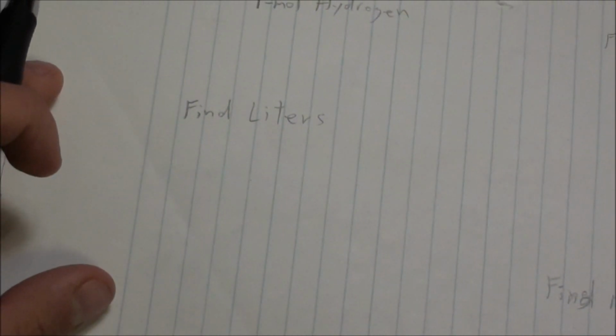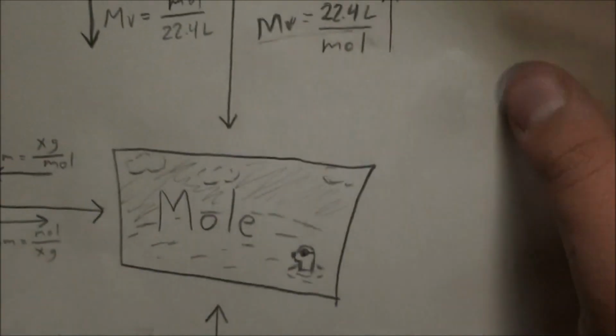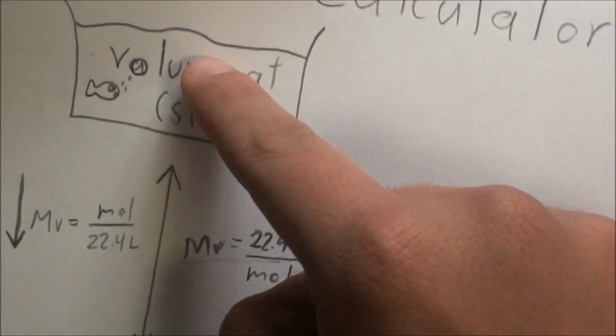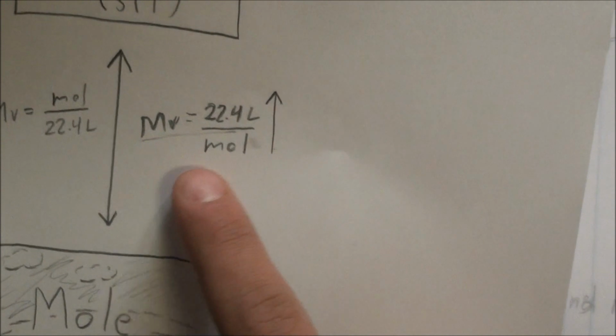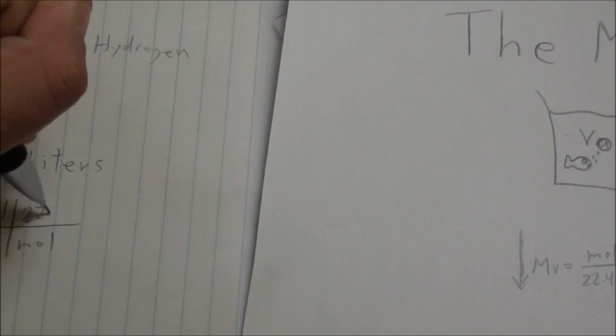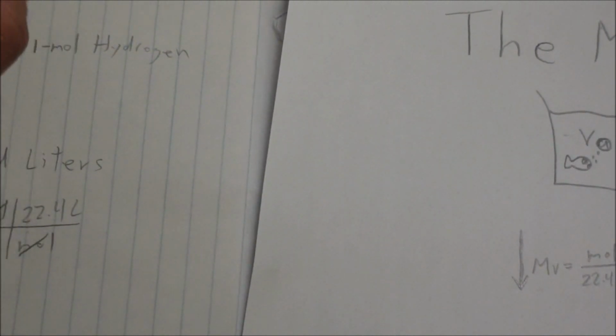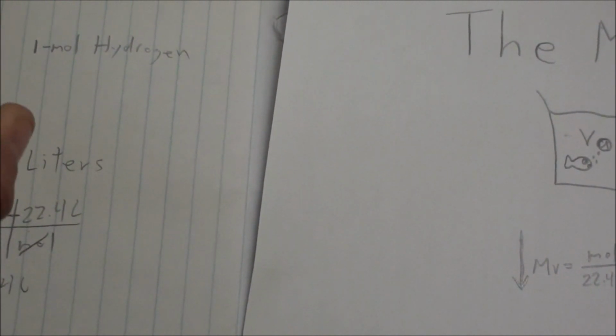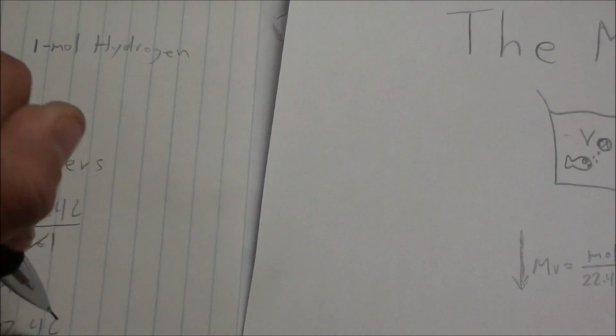Now we will find the liters. To find the liters, you must go from moles to liters, using 22.4 liters over mole. So what we do here is 1 mole times 22.4 liters per mole. Cancel the moles, multiply the two numbers out, and now we have 22.4 liters of hydrogen. And that is how to find the liters.